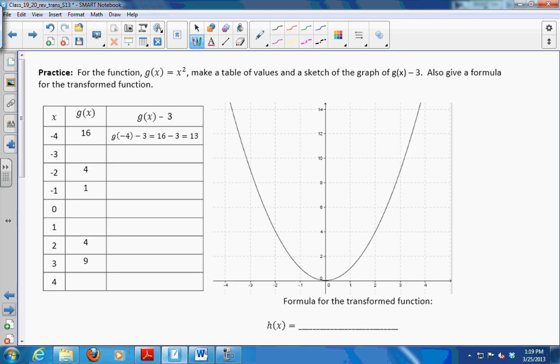All right, so here's a little practice. I want you to discuss in your groups. I did a little bit of it for you. We have a parent function, g of x equals x squared. I want you to fill in the table of values for g of x minus 3. Plot it, where this is your x and this is your y. And give a formula for your new transformed function.